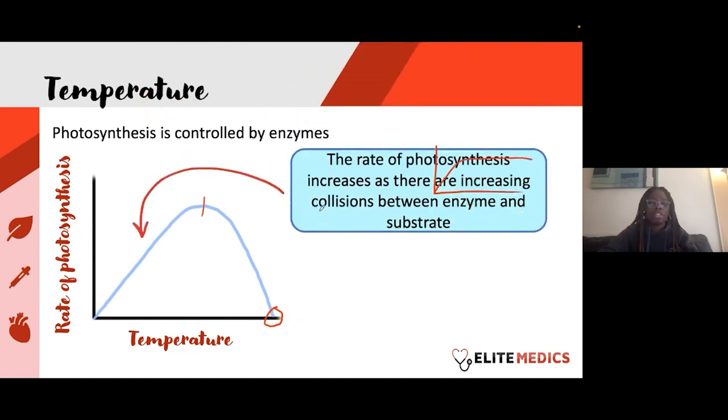So the rate of photosynthesis increases as there's increasing collisions between the enzyme and the substrate. So like a lock and key method. So it's like if I have an enzyme like this, this is the enzyme, this is the substrate, it can go inside, it fits, it then causes, if it's supposed to break down things, it will cause it to now be like this. We now have it broken from the rectangle to the two squares.